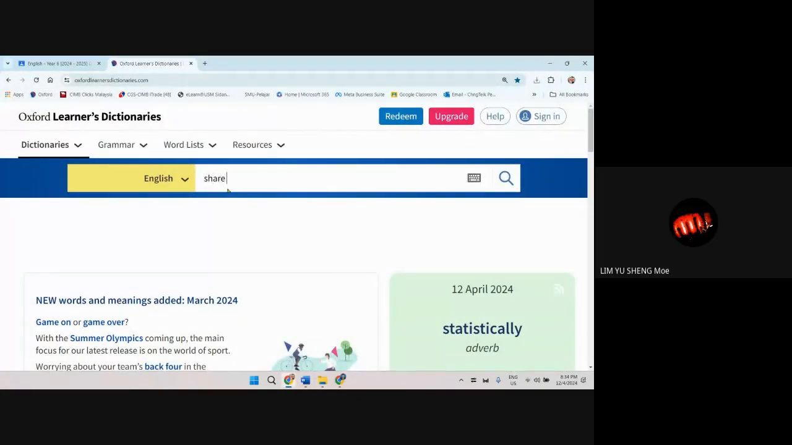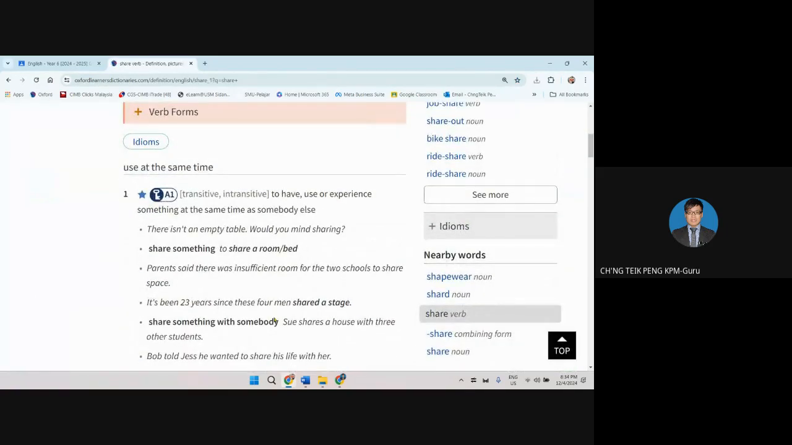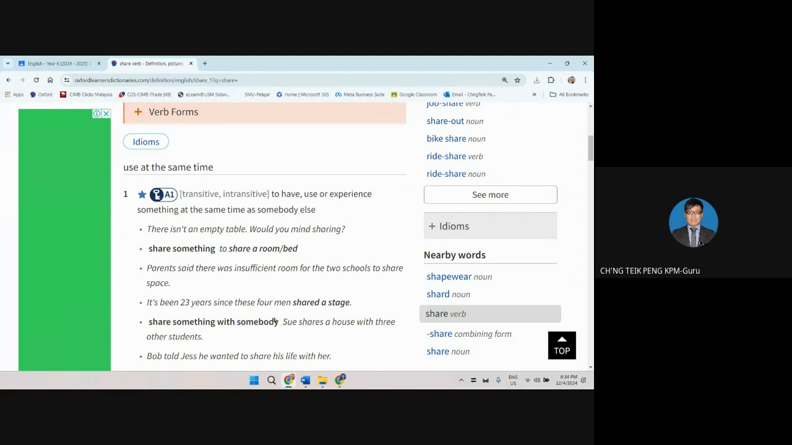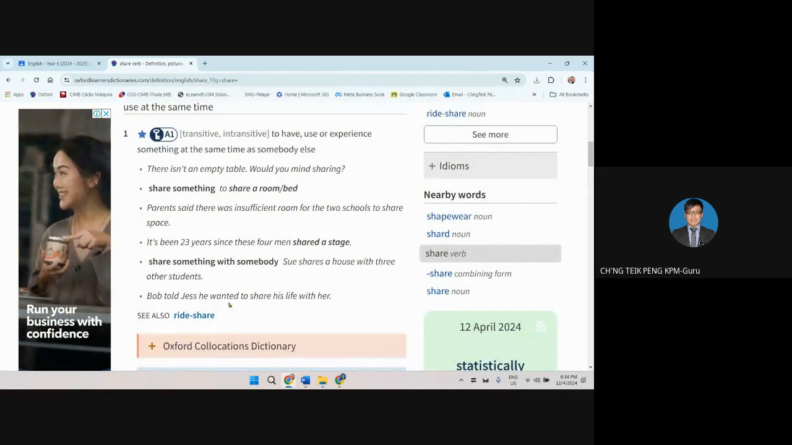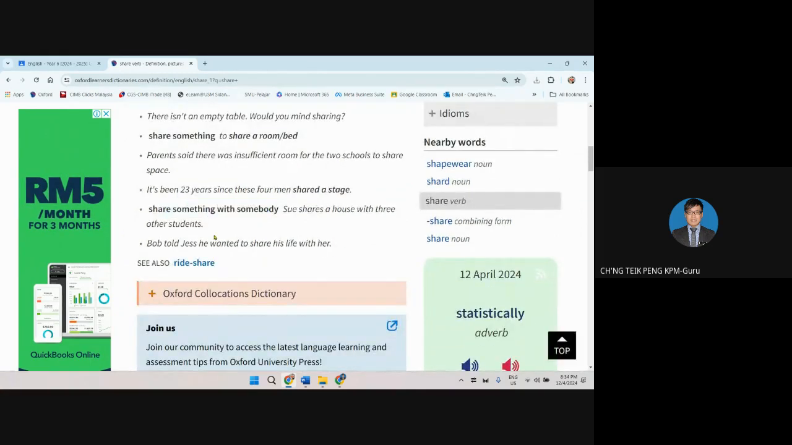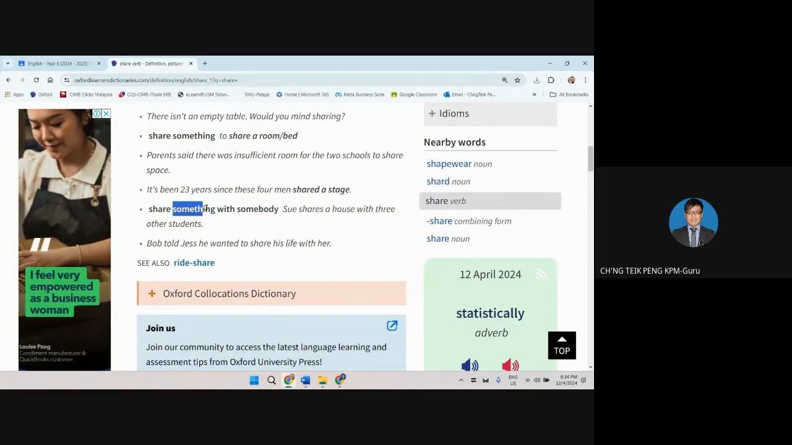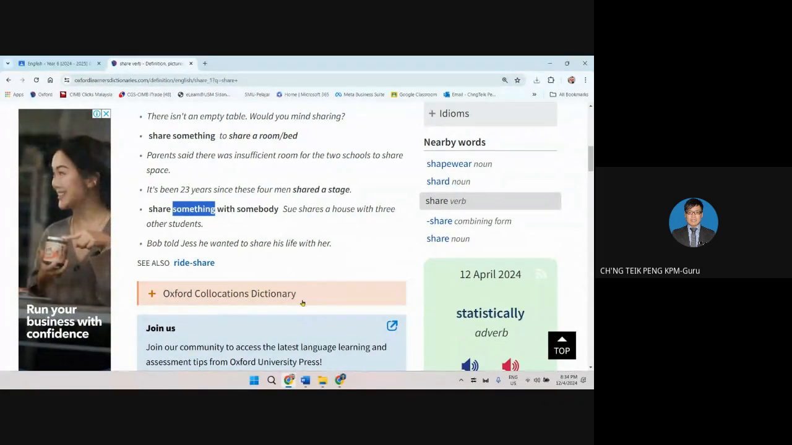那个你开始检查一下呢。Share, transitive, intransitive. Share space, share stage. Share something with someone. So after share, you have to tell me share what, all right? You have to tell me share what.